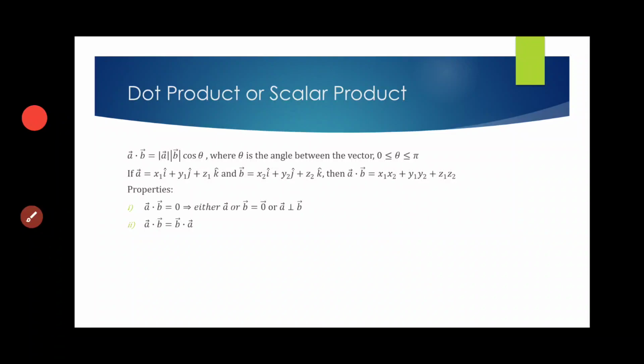Next, A dot B is equal to B dot A, so the dot product is commutative. It really doesn't matter from which side you are doing the dot product, it is going to give us the same result. Then number 3, A dot (B plus C) is equal to A dot B plus A dot C. So the dot product is distributive over addition as well as over subtraction. Then if a scalar is multiplied to the dot product, you can multiply that scalar to either of the vectors.